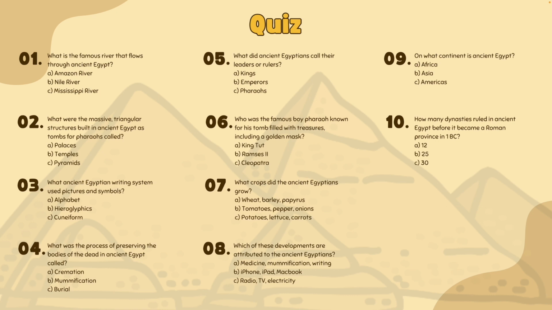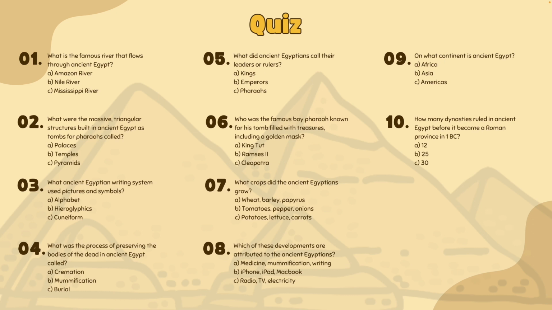Question 7. What crops did the ancient Egyptians grow? A. Wheat, barley, papyrus. B. Tomatoes, pepper, onions. C. Potatoes, lettuce, carrots. Number 8. Which of these developments are attributed to the ancient Egyptians? A. Medicine, mummification, writing. B. iPhone, iPad, MacBook. C. Radio, TV, electricity.